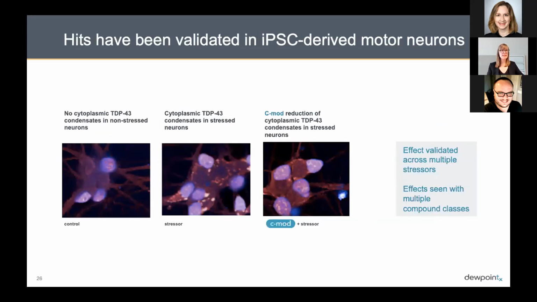So we can see in iPSC-derived motor neurons how there are no cytoplasmic TDP-43 condensates in non-stressed neurons. However, upon addition of stress, we can see the formation of these TDP-43 positive cytoplasmic condensates. And then validated CMODs are able to reduce the number of cytoplasmic condensates. This effect has been validated across multiple stressors, and the effects have been seen with multiple compound classes.